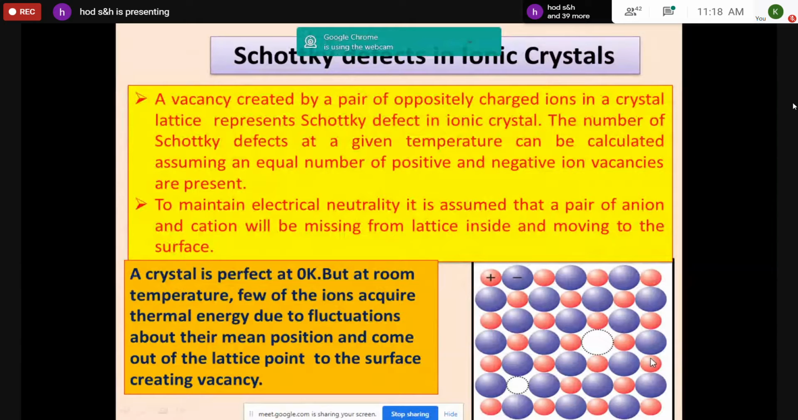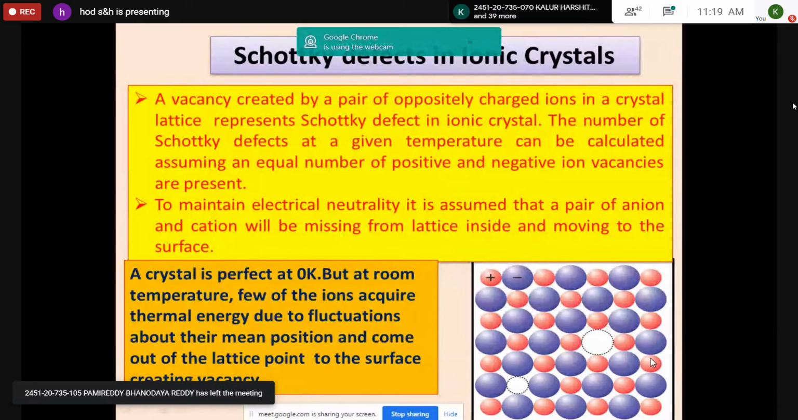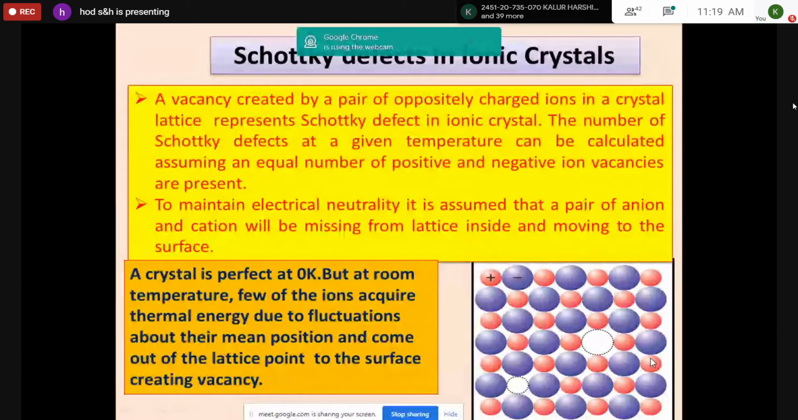From a metal, an atom is missing from the inside of the lattice and it is present on the surface of the crystal, which is called a Schottky defect in metal. Now the same will happen for ionic crystals also. A pair of cation and anion will be missing from the regular position and they are present at the surface of the crystal. These are called Schottky defects in ionic crystals. So it is the creation of vacancies of a pair of oppositely charged ions, positive ion and negative ion, that represents the Schottky defects in ionic crystals.